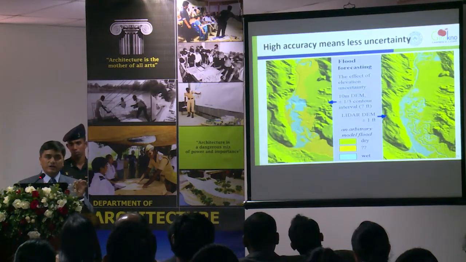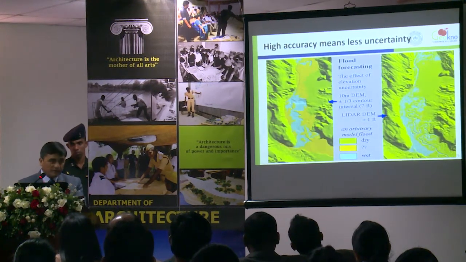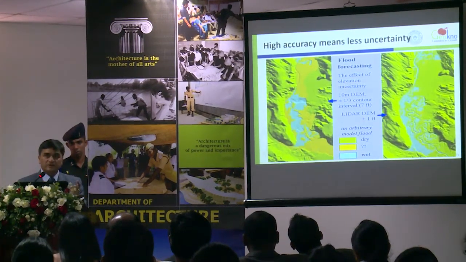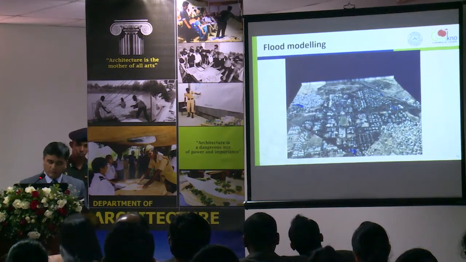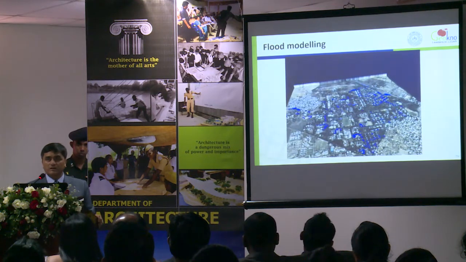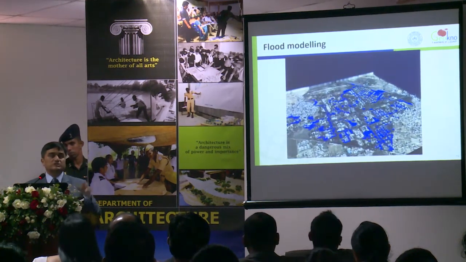The yellow area is the area of uncertainty. If I'm using the poor quality data, the area of uncertainty is more, while on the right hand side, if I'm using the data which is better, the area of uncertainty has reduced. So, for our institute, IIT Kanpur, we have done our work on flood modeling, and now, as per the rainfall, how the flood will spread.